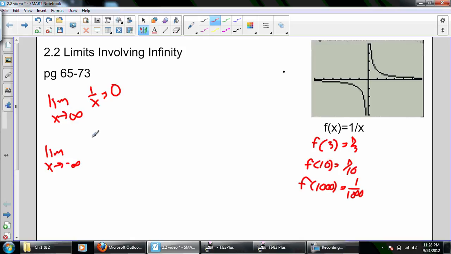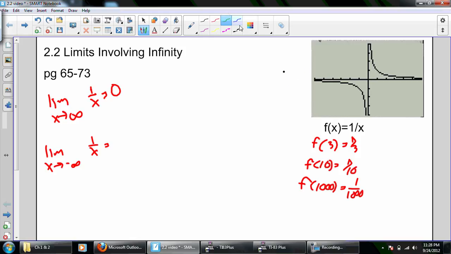Well, let's take a look here. As our function gets more negative, it starts out really, really big when it's close to 0. But then as we get more and more negative, at 1 it starts to get smaller, 2 it's even smaller, 3, 4, and again it starts to level out. It starts to get closer and closer to 0.